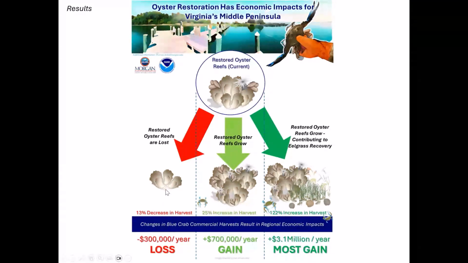So now we're looking at combined results. Both models combined. This is the entire habitat focus area. So where the restorations took place in the Piankatank and the York together, there would be $300,000 less per year projected with IMPLAN. And this is the result of a 13% decrease in the harvest of blue crab only.